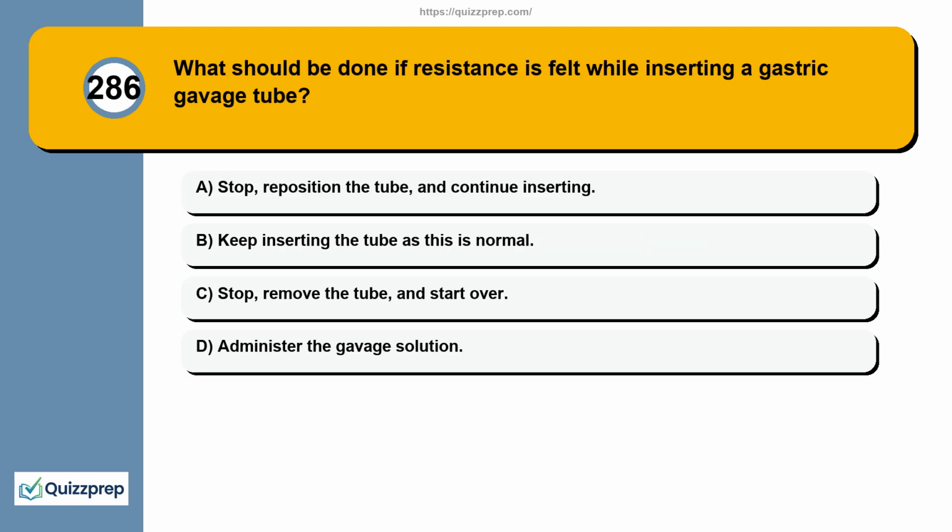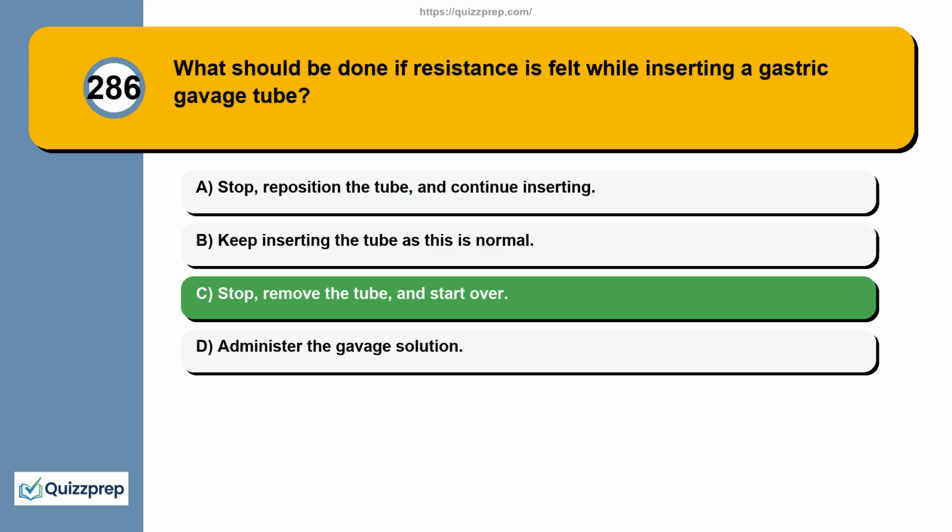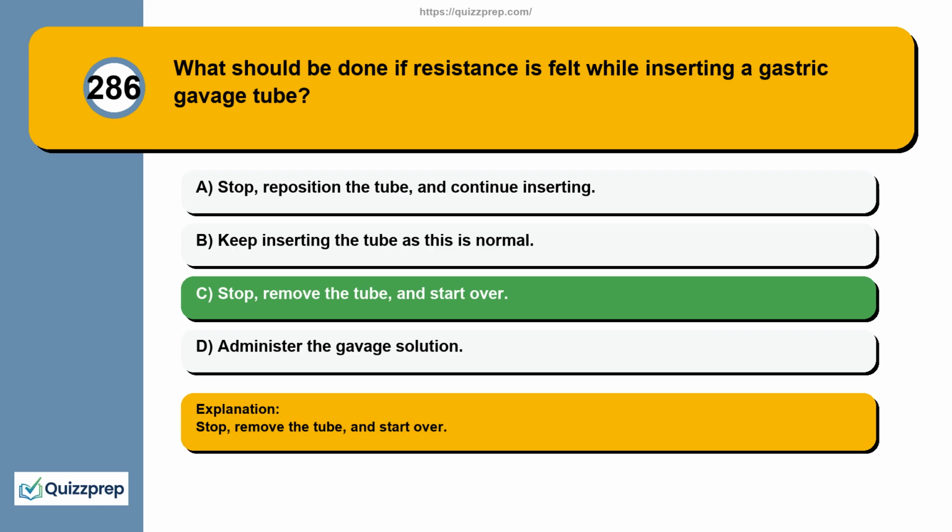Question 286. What should be done if resistance is felt while inserting a gastric gavage tube? Option A, stop, reposition the tube, and continue inserting. Option B, keep inserting the tube as this is normal. Option C, stop, remove the tube, and start over. Option D, administer the gavage solution. The correct answer is Option C: stop, remove the tube, and start over.